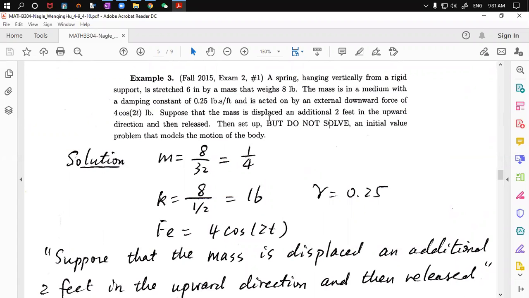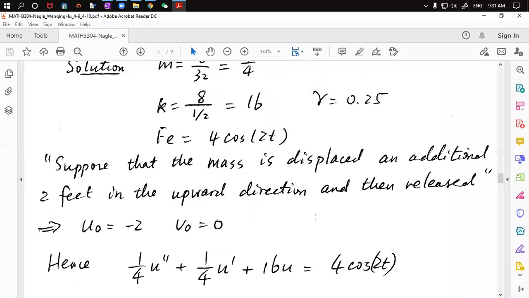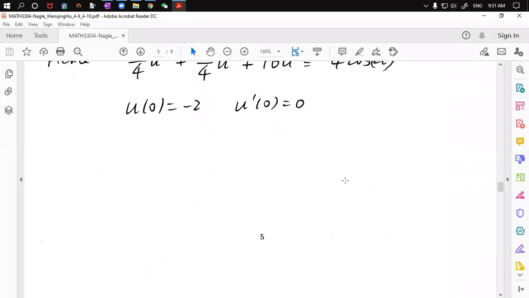And then the release: when you release it, it's just freely released, so that u prime of 0 is 0, because you are not going to give it an initial velocity. So that's going to be your situation. That's going to be the problem. Is that good, family?